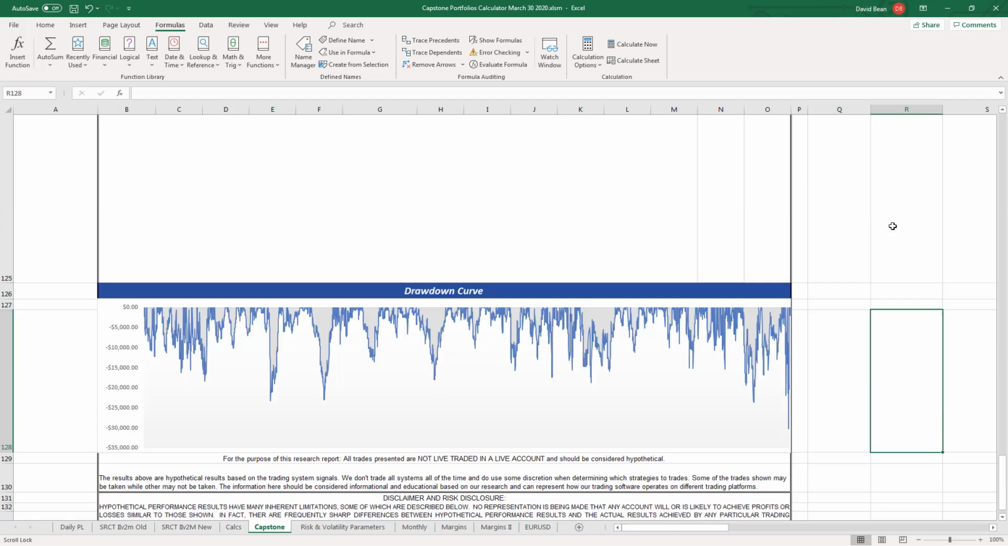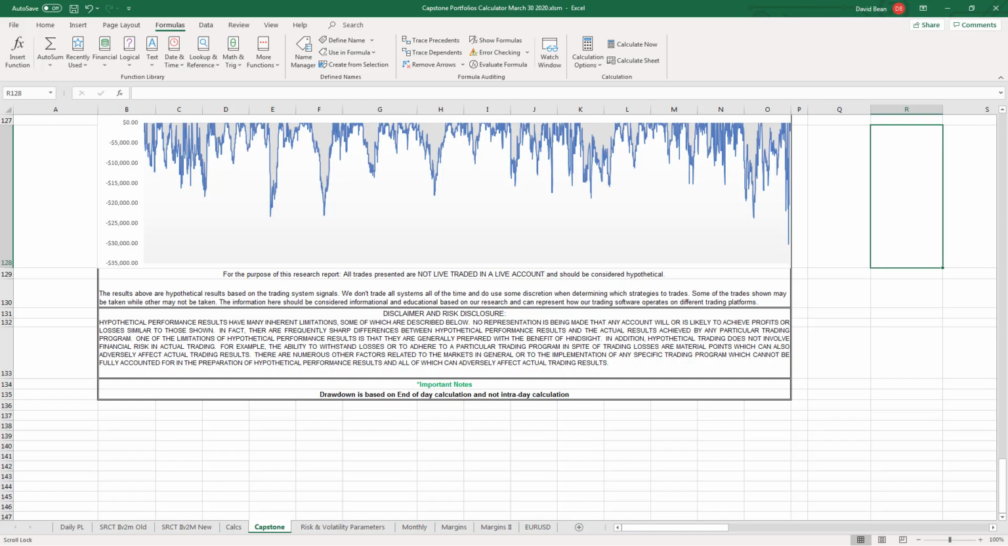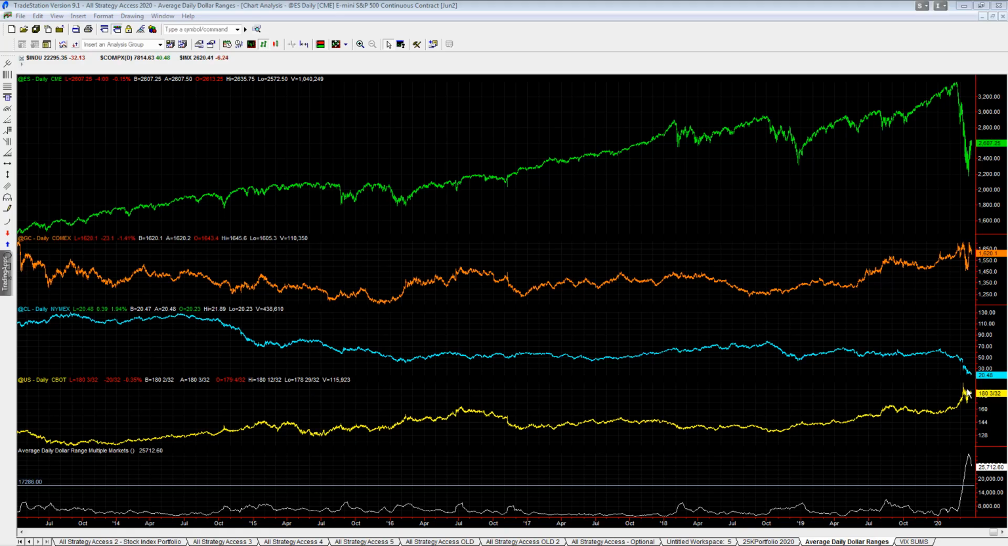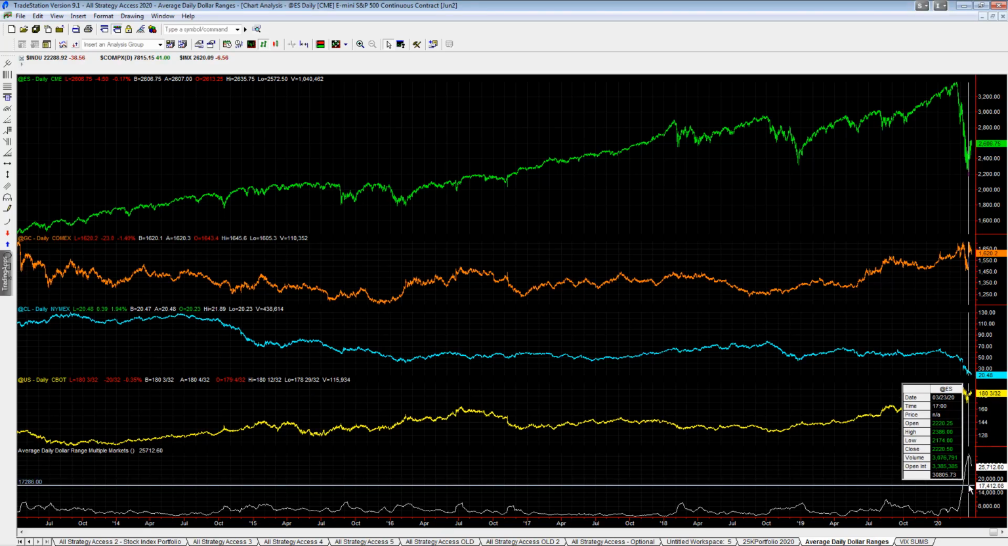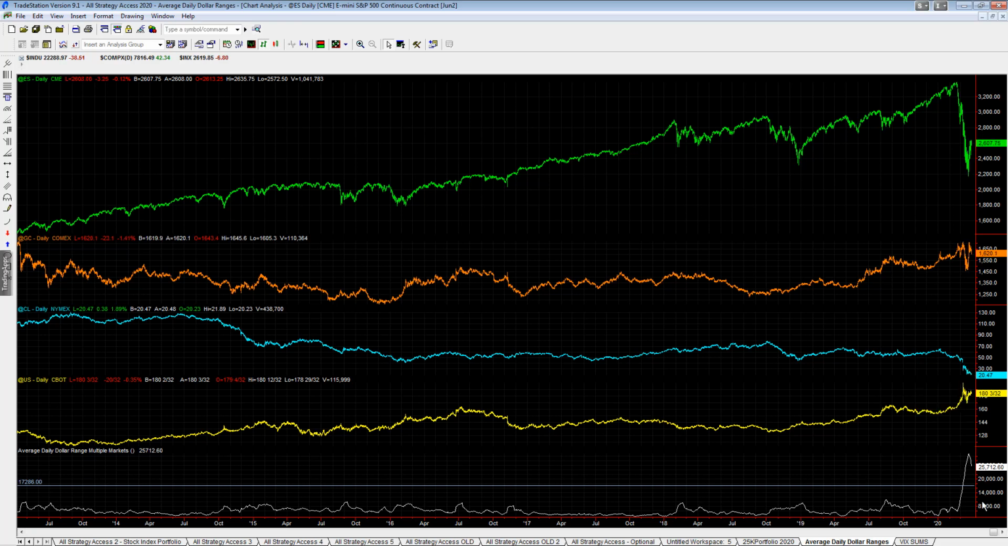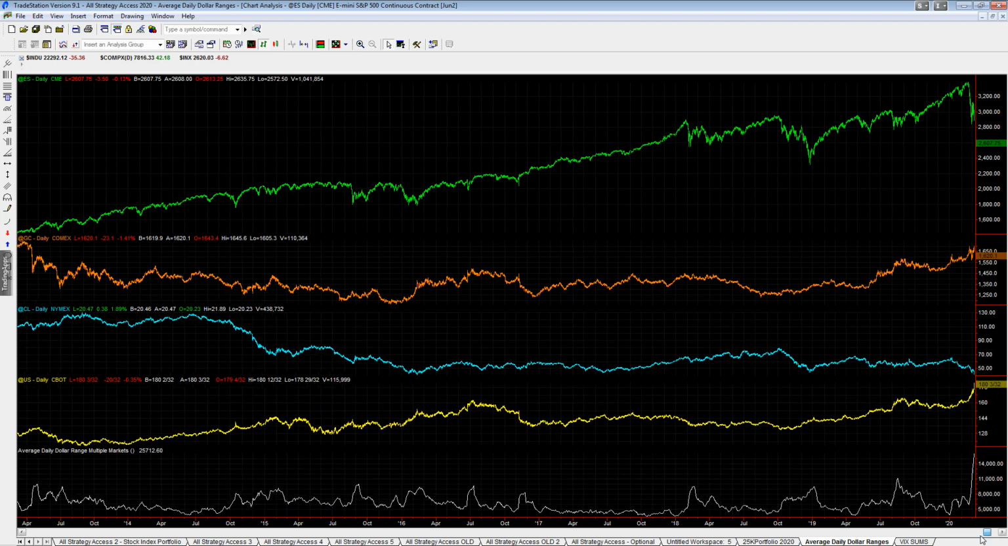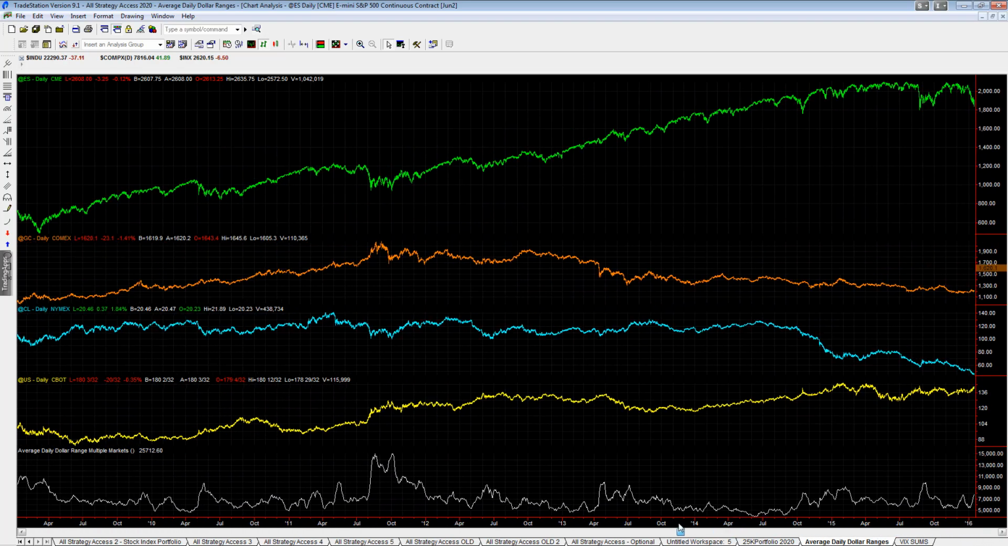And I want to go over the VIXs. Let me show you the VIXs just for a second. So look at the VIX right here. The average daily dollar range, 30,000, it got up to 31,200 before. During the financial crisis, the average daily dollar range was at 18. So we're at higher point values now.